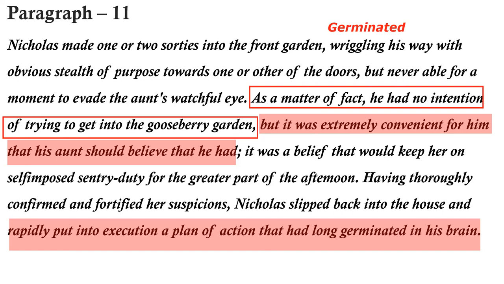So this line clearly shows that Nicholas slipped back into the house and rapidly put into execution a plan. He had a plan. He did not do that suddenly, right? That is why H.H. Munro says some children are much smarter than others.